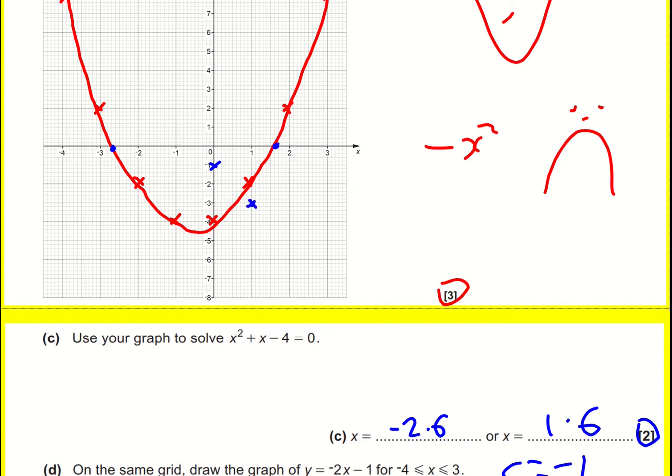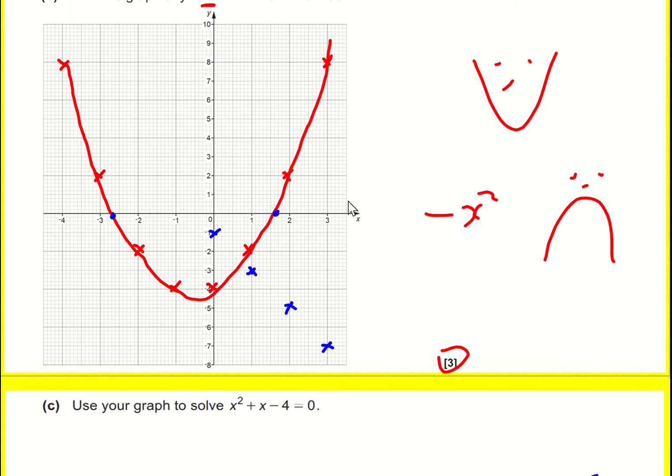That's going to be a point on there. And I'm going to go along 1 and down 2, along 1, down 2. And it only wanted me to go up to 3, didn't it? So that's enough. I could do the same in the other direction.